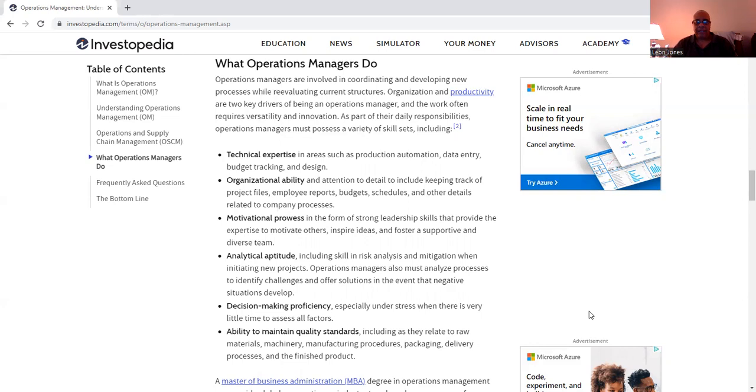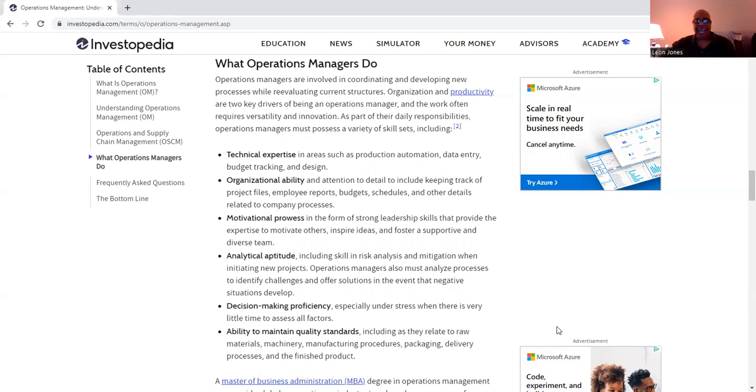Organizational ability and attention to detail include keeping track of project files, employee reports, budgets, schedules, and other details related to company processes. Motivational prowess in the form of strong leadership skills that provide the expertise to motivate others, inspire ideas, and foster a supportive and diverse team.